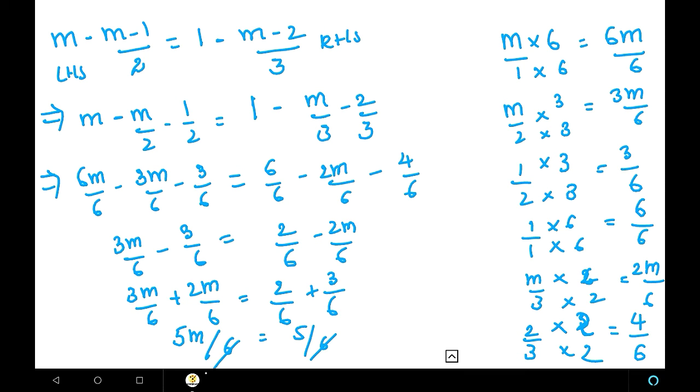Denominators are equal. Cancel them. Then we'll get the answer. 5m is equal to 5. m is equal to 1. We have got the answer. m is equal to 1.